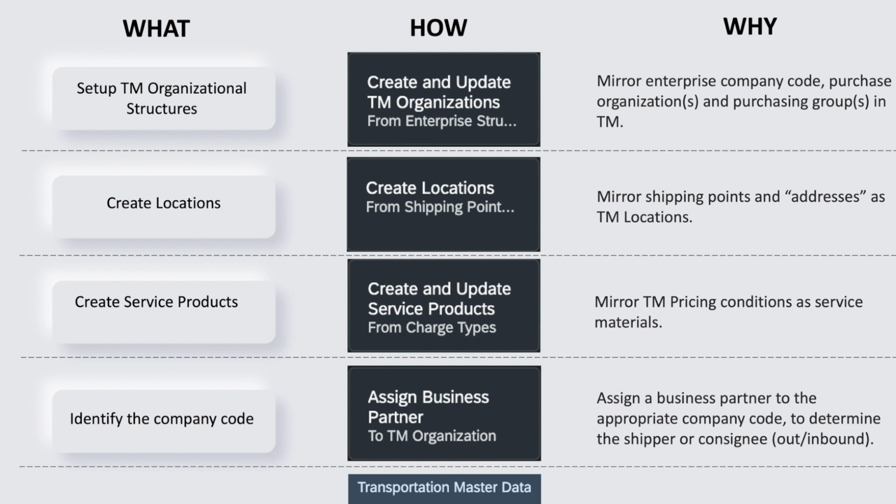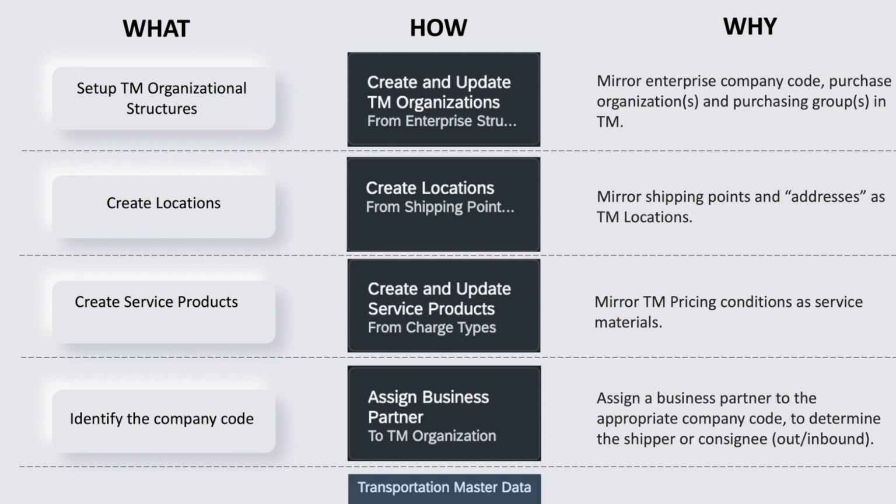TM is no different. In order to function correctly, it also needs organizational structures. However, it needs its own specific organizational structures. From a TM point of view, they are called org units. And whilst they are also called company code, purchasing organization, and purchasing group, they are in effect technically different to the company code, purchasing organization, and purchasing group that you would find in the enterprise structure that you have already set up.